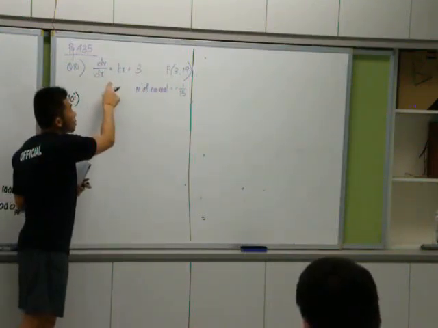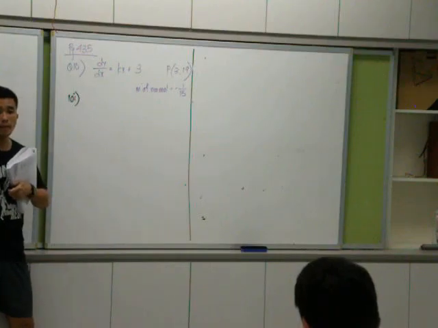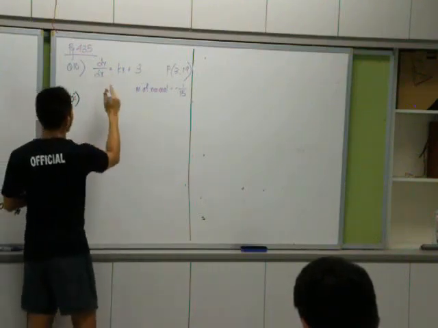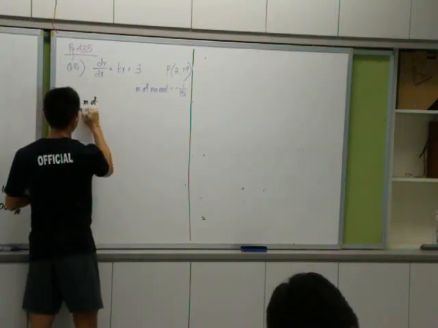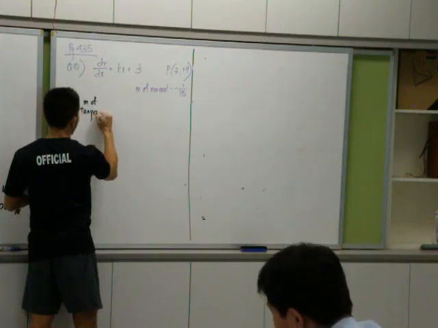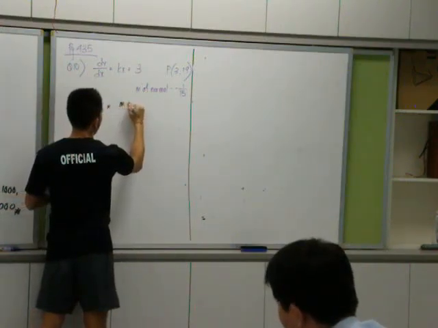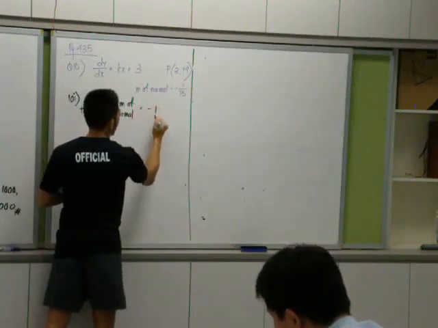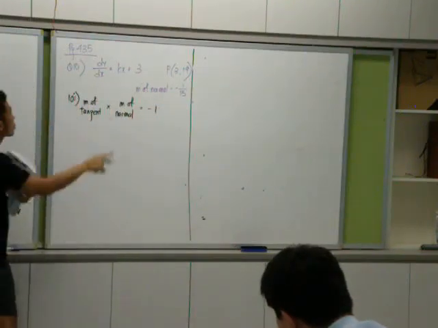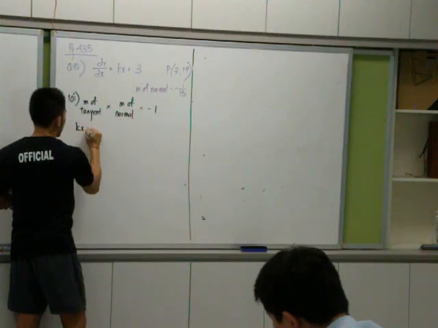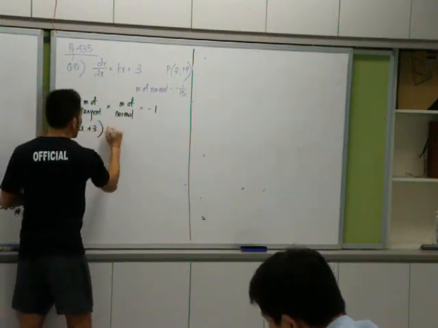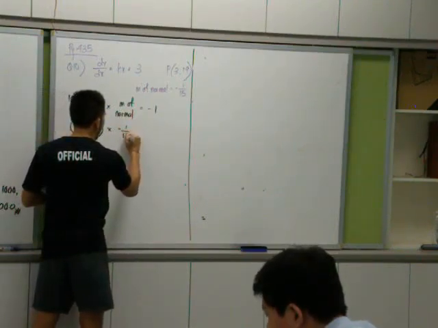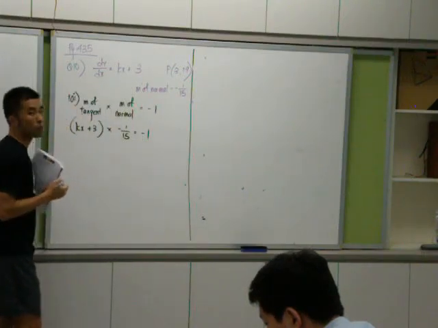The gradient of the tangent times the gradient of the normal will give us negative 1. So let me do that. Gradient of tangent. Of course, you don't have to write this up. I'm just writing to tell me what I'm doing. Because of the relationship, they must be perpendicular to each other. Am I right? So let me write down: kx plus 3 multiplied by negative 1 over 15 is equal to negative 1.